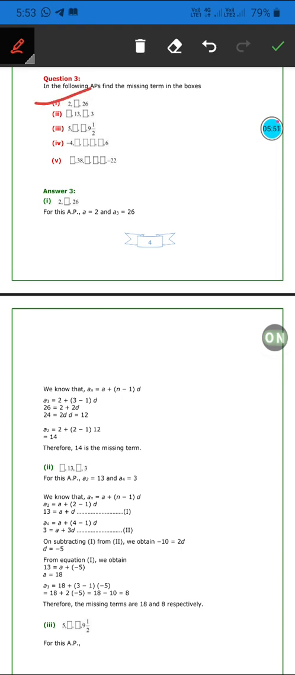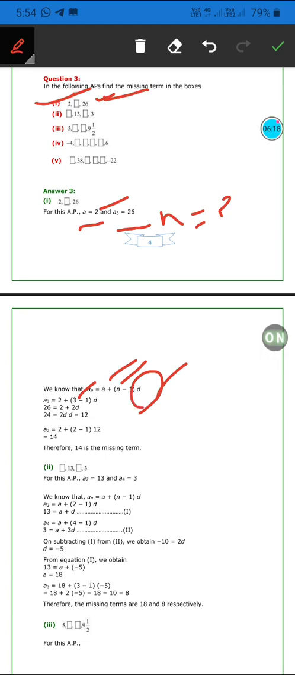There are two terms here, so it means n equals 3. First term is 2, and third term is 26. A3 is 26. Put the same formula, A3 formula. A3 means n is equal to 3. A value is 2, and we don't know the common difference. We have to find the common difference.